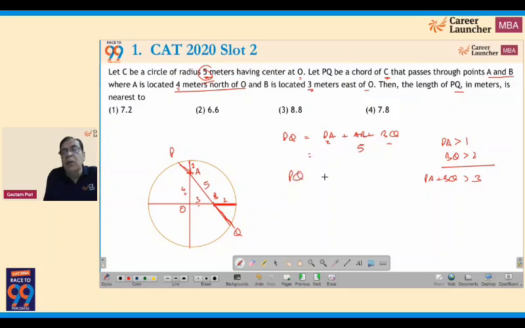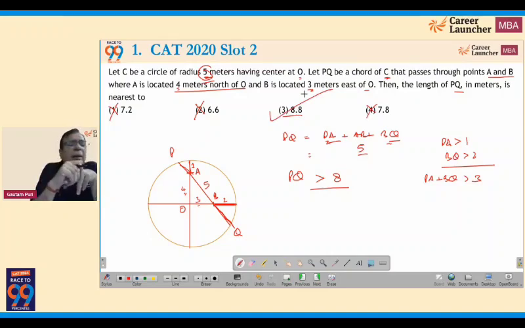So PQ should be greater than this plus this: 3 and this is 5, so greater than 8. So the answer is more than 8, correct answer. Now what mathematics did you need? That's your ability to visualize the fact that PQ has to be greater than 8, PA has to be greater than 1, and BQ greater than 2. That is all you need to be able to visualize. You don't need any high funda maths for it.